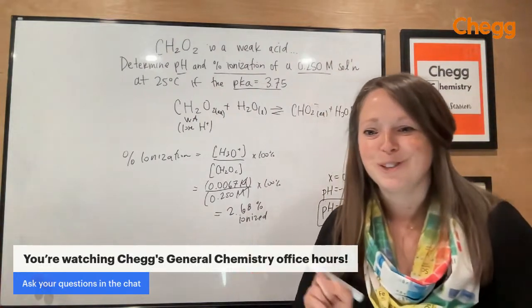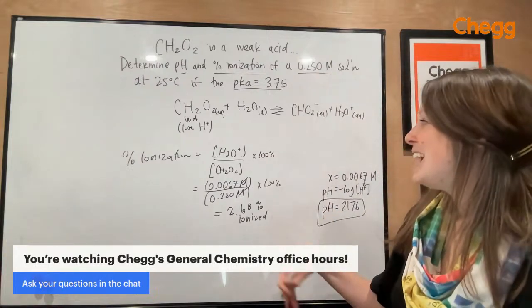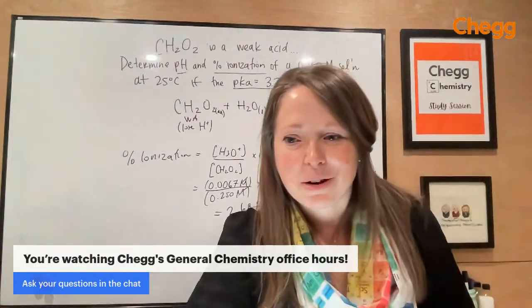So we just covered ICE tables. We looked at percent ionization. We looked at an equation. Let's go ahead and keep going.